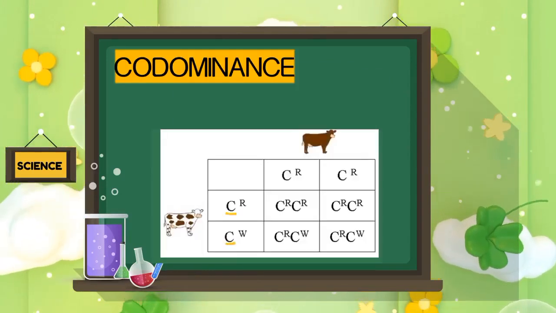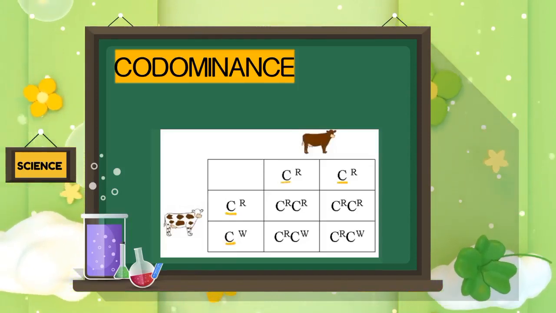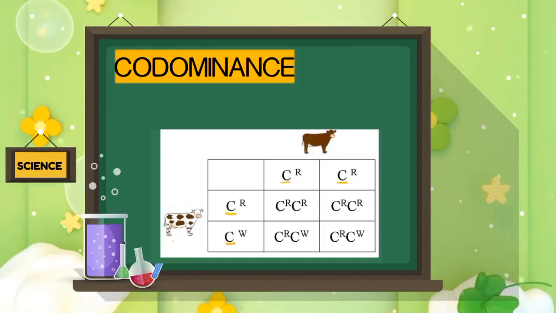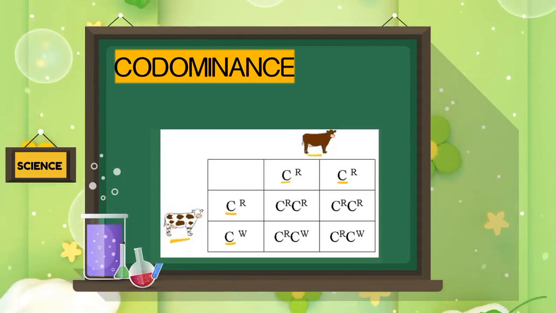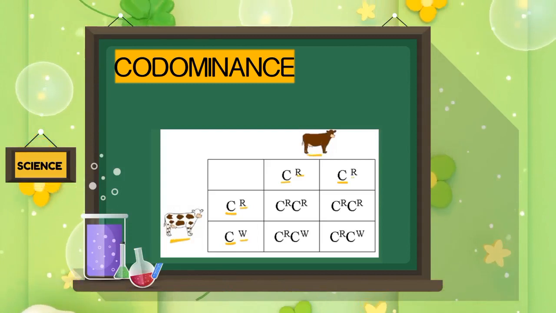So kung napapansin nyo, parehong uppercase letter C ang ginamit to represent the alleles, which means lahat sila dominant. So para ma-identify natin alin ang may phenotype na roan coat at red coat, nilagyan natin ang each letter ng superscript letter.